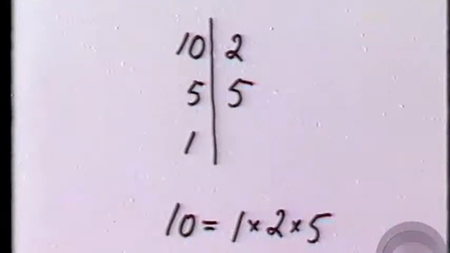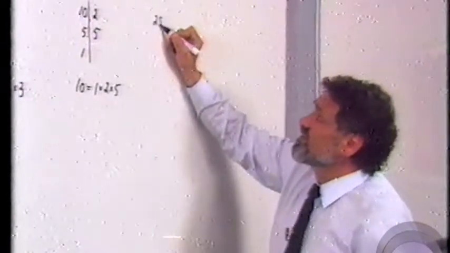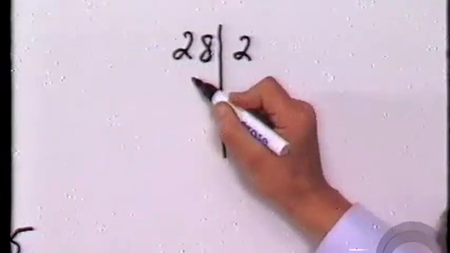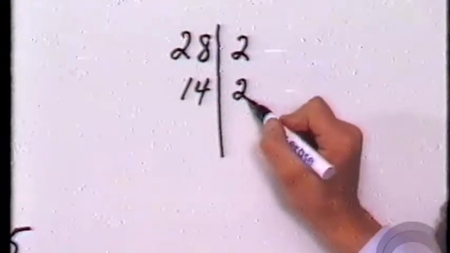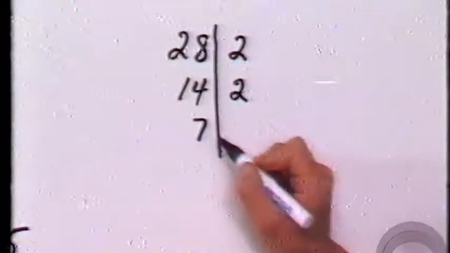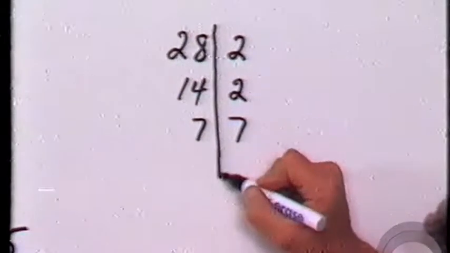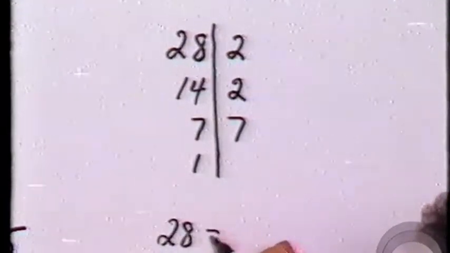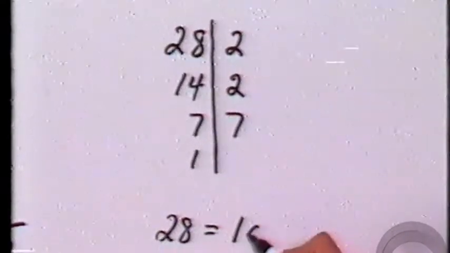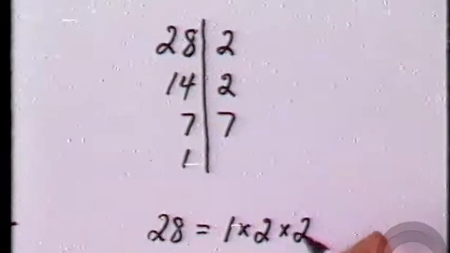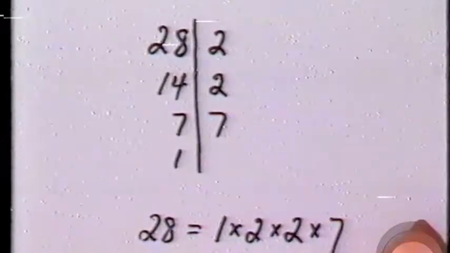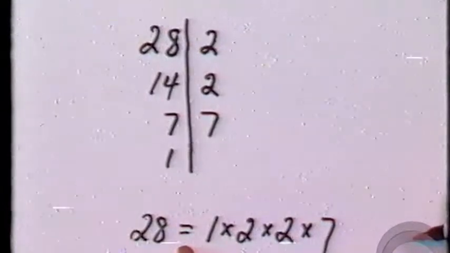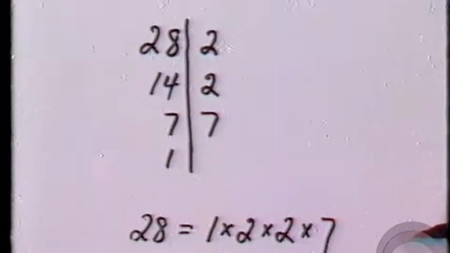Let's take another example, 28. Well, 28 will divide by 2, that'll give us 14, which will divide by 2 to give us 7, which will divide by 7 to give us 1. So that means 28 can be expressed as a product of 1 times 2 times another 2 times 7. Again, you see 28 here is expressed as a product of prime factors.